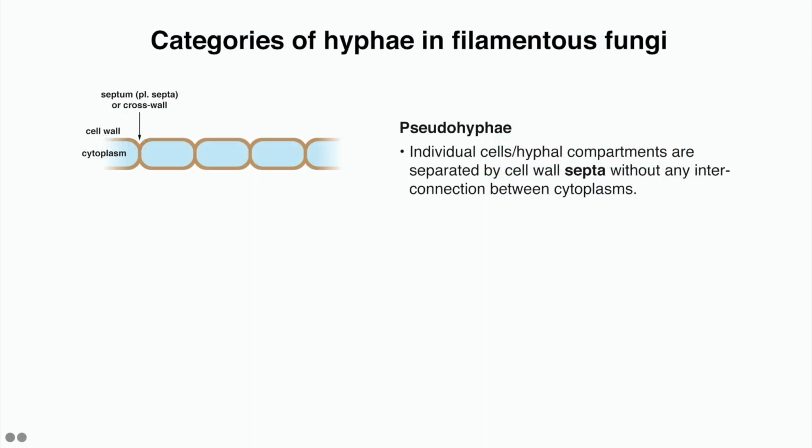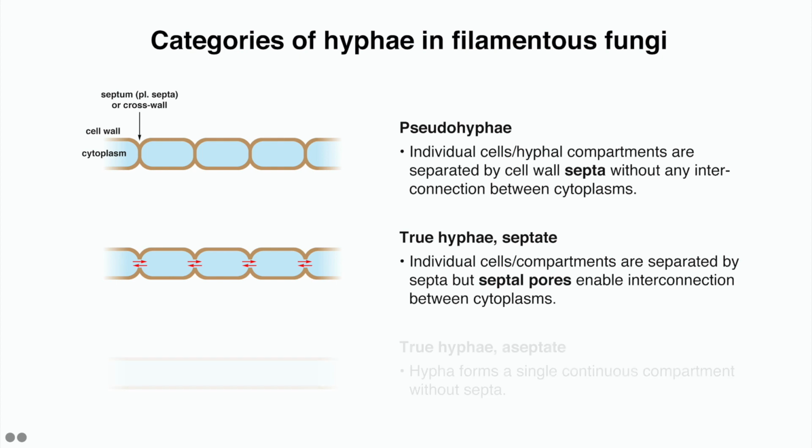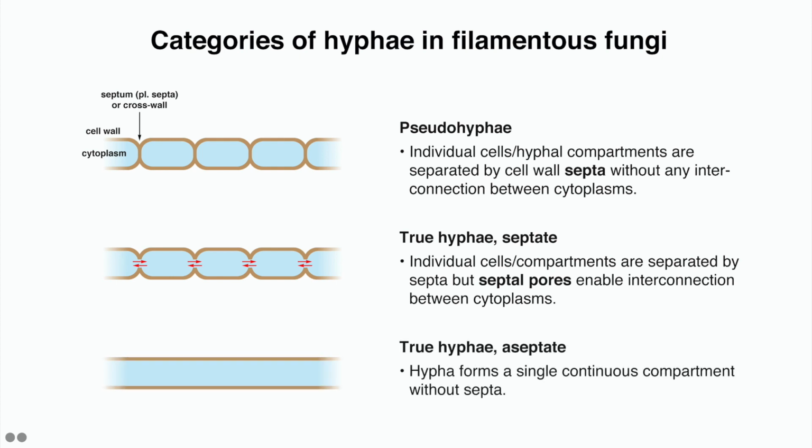Hyphae in filamentous fungi are divided into three main categories. Pseudohyphae, where individual cells or hyphal compartments are separated by cell wall septa without any interconnection between cytoplasms. Septate true hyphae, where individual cells or compartments are separated by septa, but septal pores enable interconnection between cytoplasms. Aseptate true hyphae, where the hypha forms a single continuous compartment without septa.